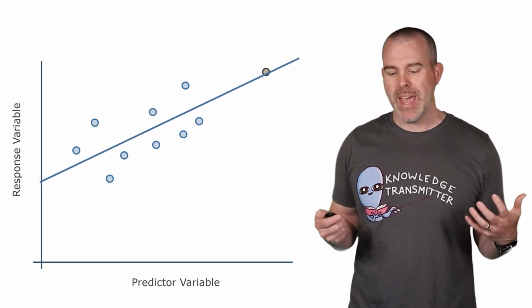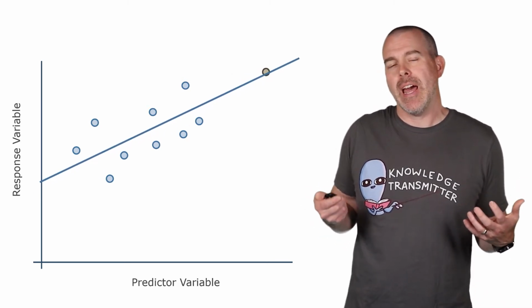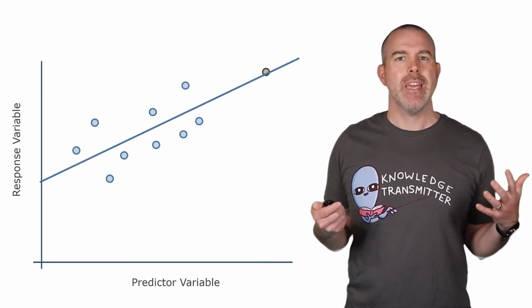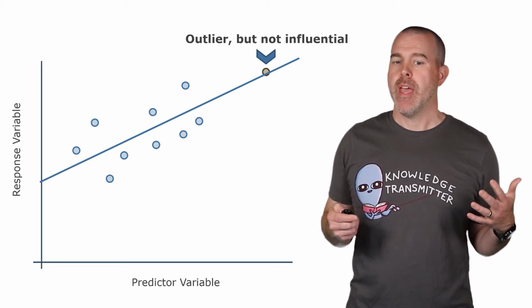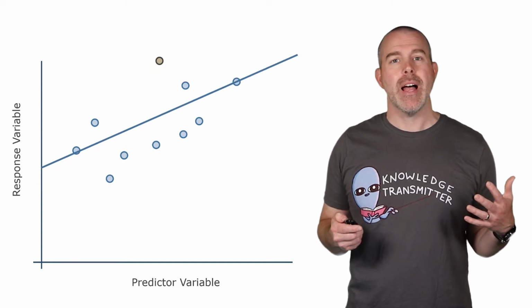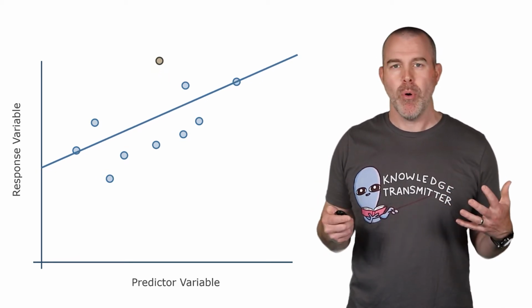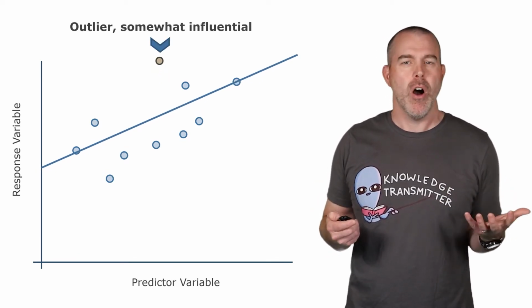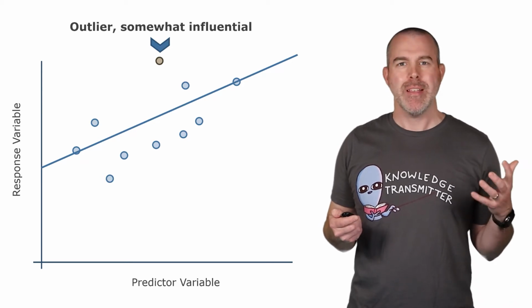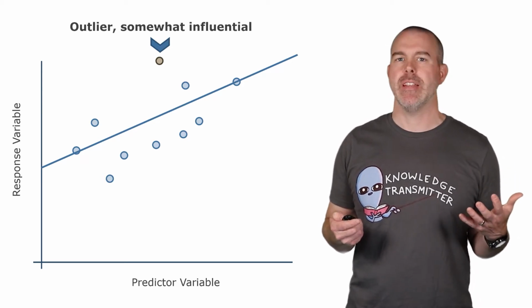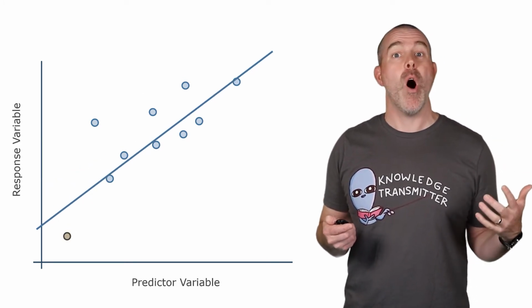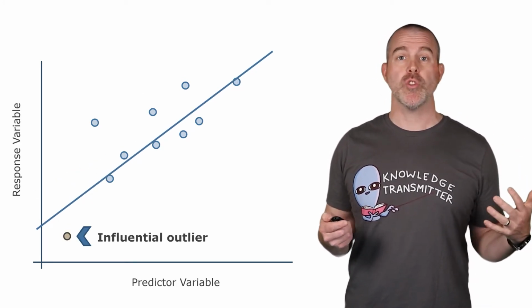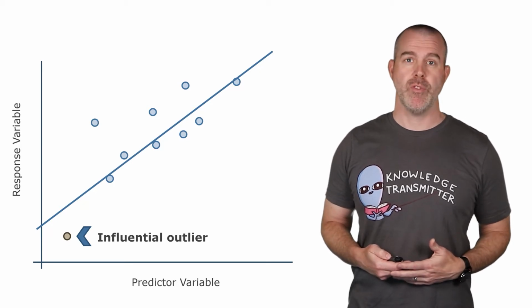Again, the three cases we had: if we have one that's on the line, kind of in that direction, that's typically not influential. Outlier, but not influential. If we have one that's a big outlier, but it's got a bunch of other points near it, that's probably also an outlier, maybe somewhat influential, but not significantly. The ones that are the riskiest are the ones that are outliers, but they're kind of off by themselves. Those are the ones that are most likely to be influential.